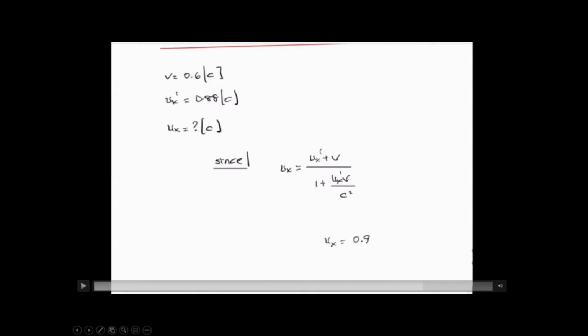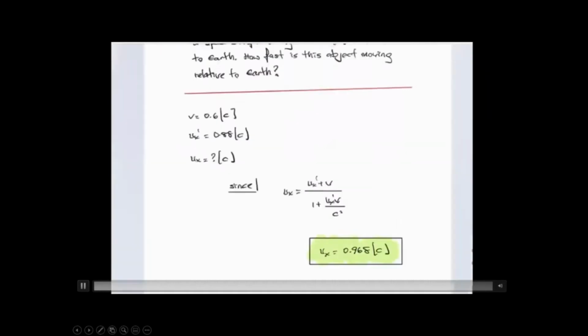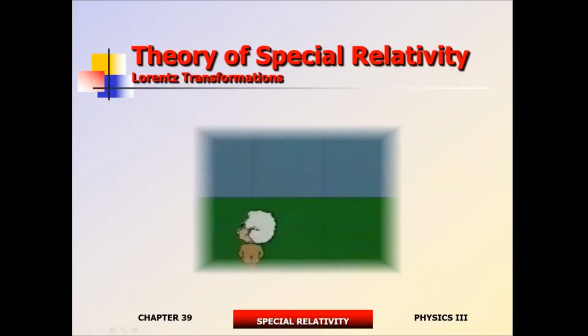You plug the numbers in, and all of a sudden you discover that this object is moving near the light speed, but not above the light speed. It's 96.8% of the light speed relative to us.